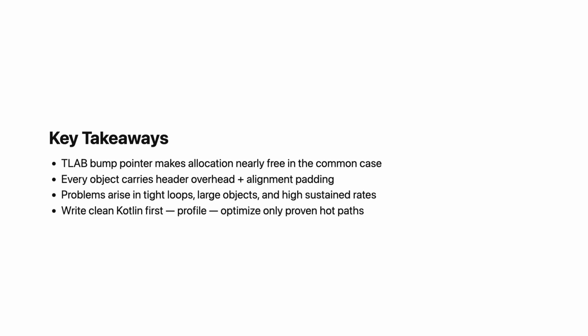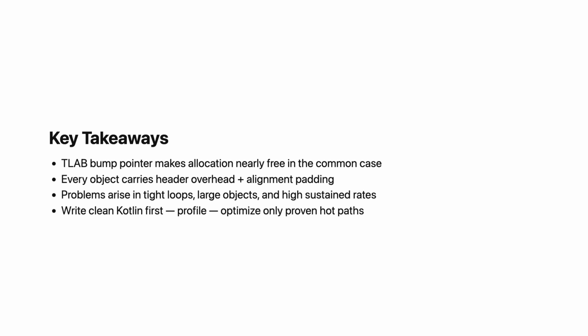Here is what I want you to take away from this video. Object allocation on modern runtimes is brilliantly fast. The TLAB bump pointer mechanism makes creating objects nearly free in the common case. Every object carries overhead in its header and alignment padding adds more, but for most code this does not matter. Where allocation does matter is in tight loops, large object creation, and sustained high allocation rates, especially on Android, where the memory budget is tight and GC pauses can cause jank.